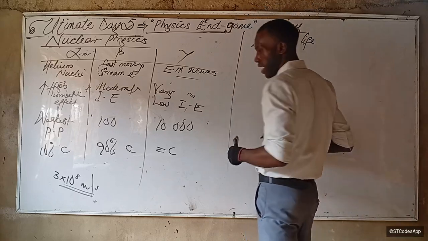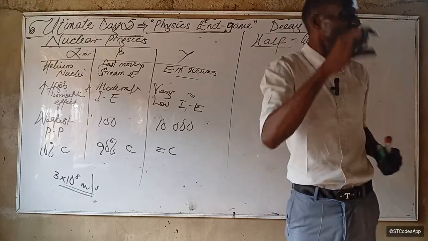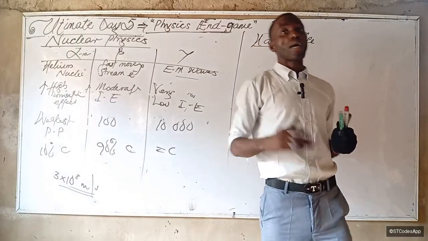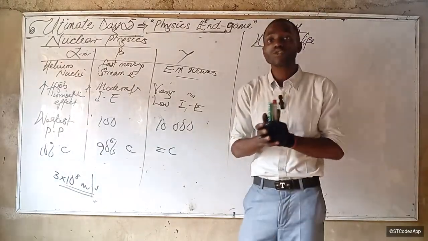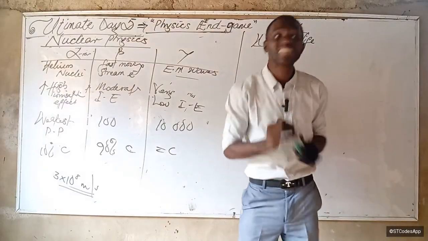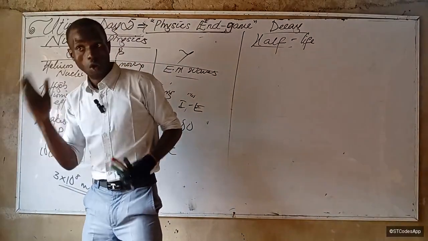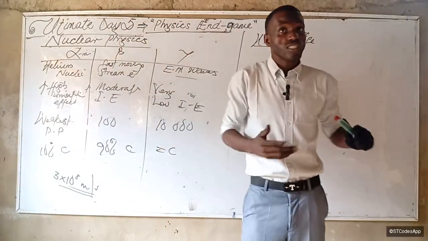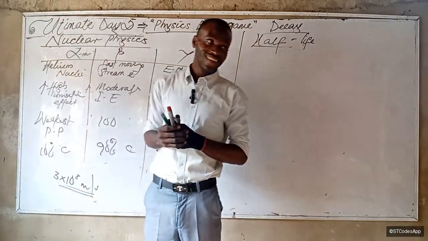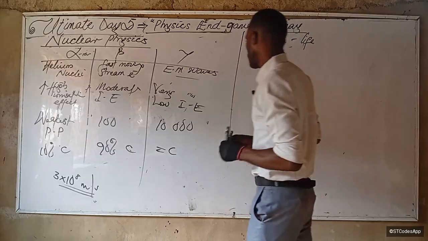Now, the half-life of a substance is the amount of time it takes half of the starting mass to disintegrate, or the amount of time it takes a substance to disintegrate to half its original amount. The amount of time it takes half of the starting mass of a substance to disintegrate, or the amount of time it takes a substance to disintegrate to half of its starting mass. Am I clear? That is what half-life is.